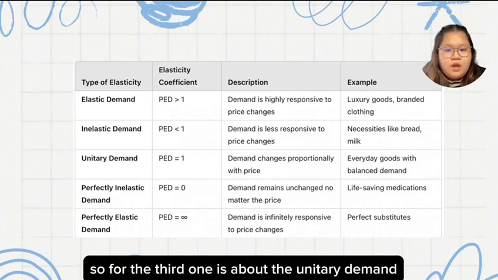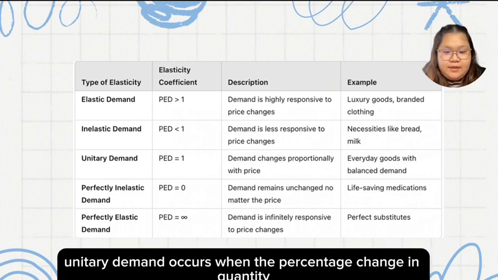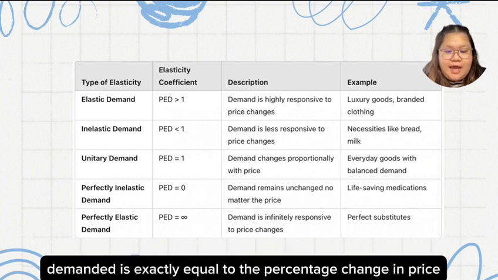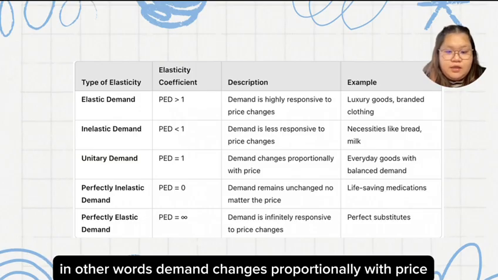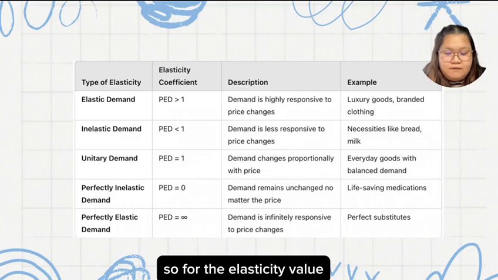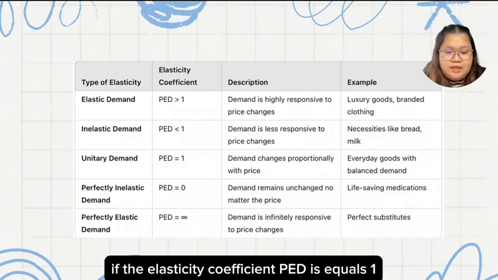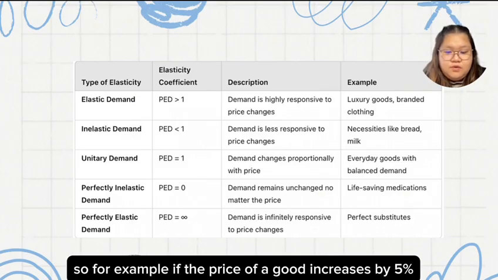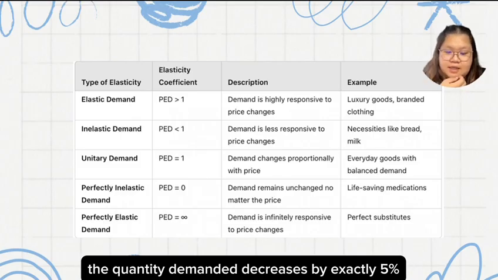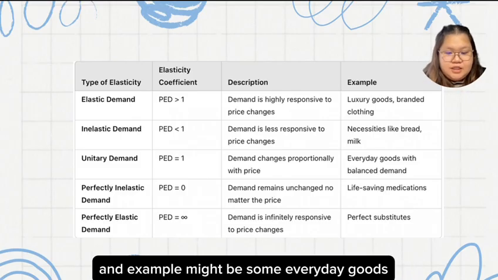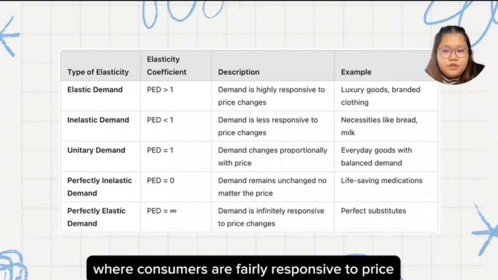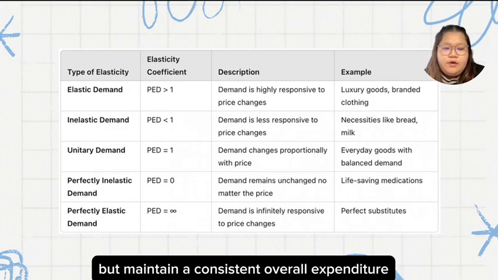So for the third one is about the unitary demand. Unitary demand occurs when the percentage change in quantity demanded is exactly equal to the percentage change in price. In other words, demand changes proportionally with price. So for the elasticity value, the elasticity coefficient PED equals 1. So for example, if the price of a good increases by 5%, the quantity demanded decreases by exactly 5%. An example might be some everyday goods where consumers are fairly responsive to price but maintain a consistent overall expenditure.